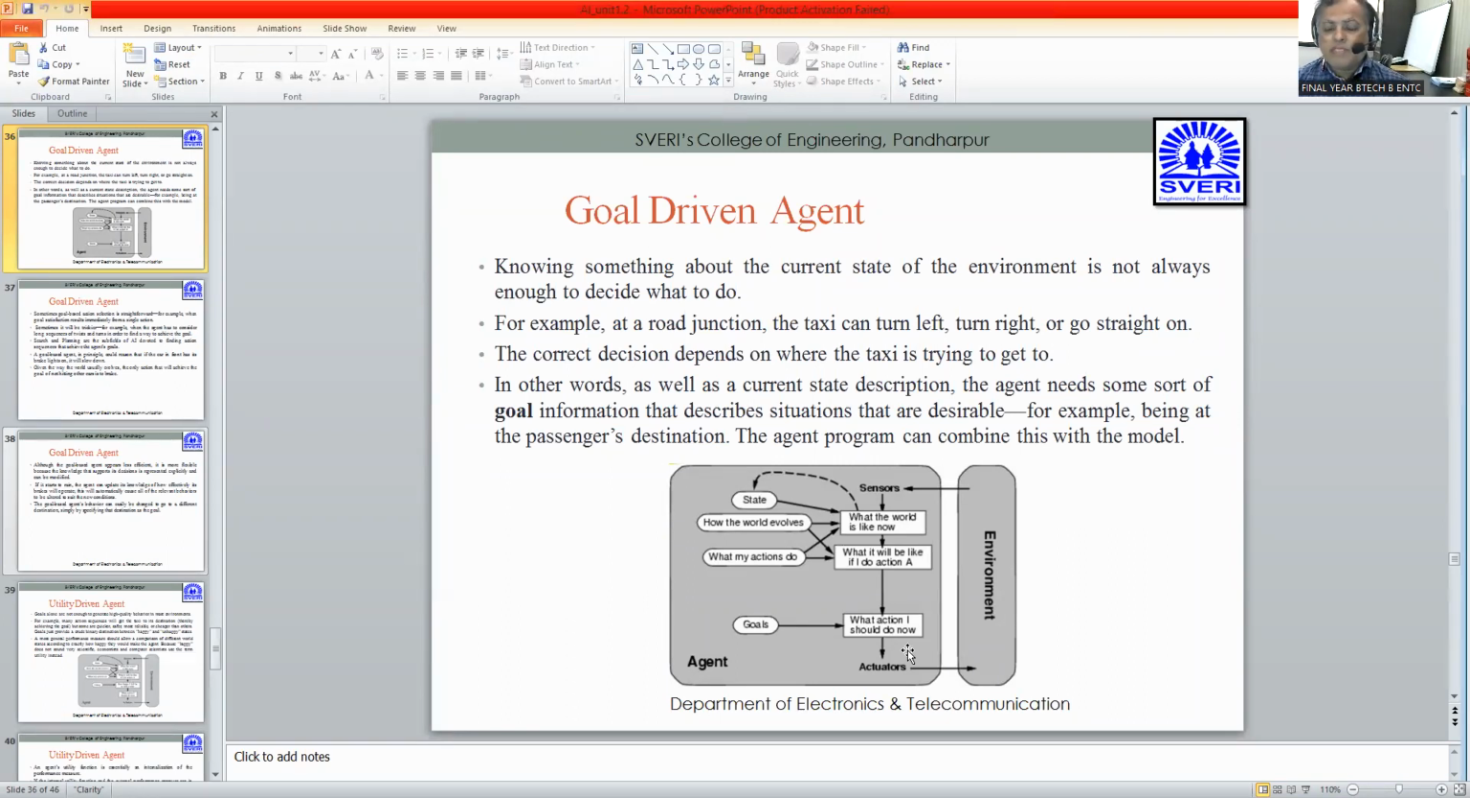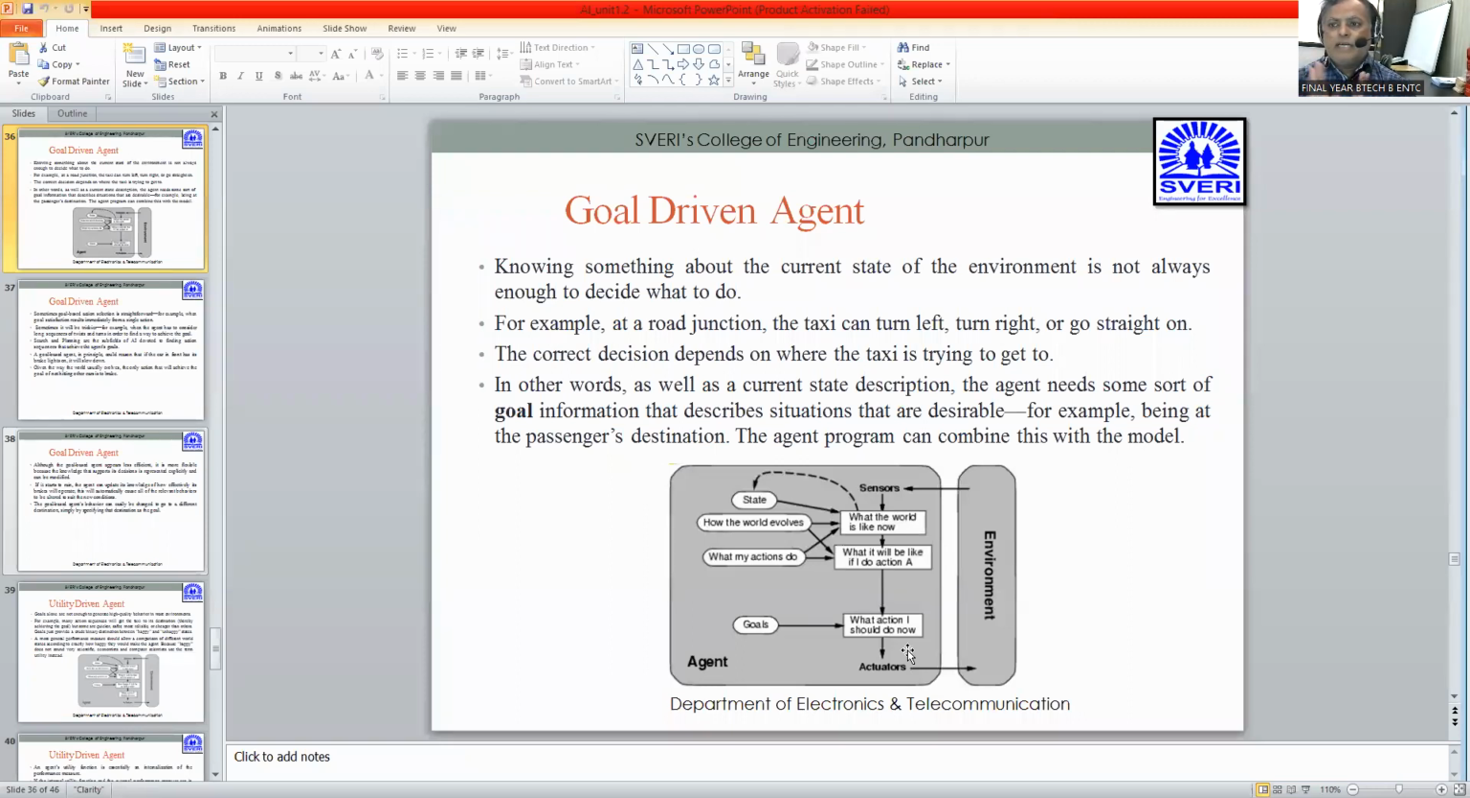Obviously, the summary is that at least the agent should be able to know what the need is, some sort of information that will help it reach the goal. So even if we say that the passenger's destination is the most important thing as far as a taxi is concerned, the agent program will combine this into the model.